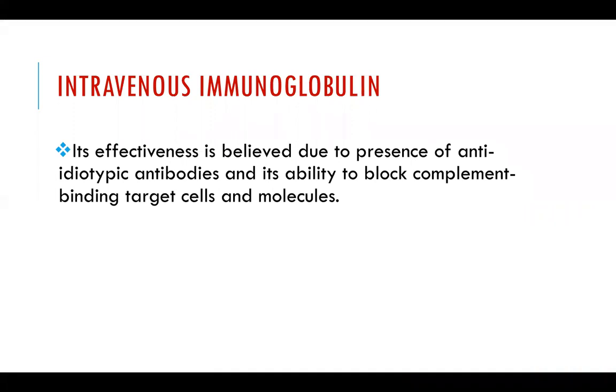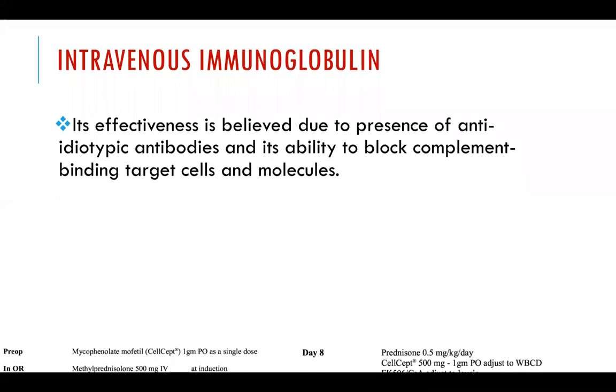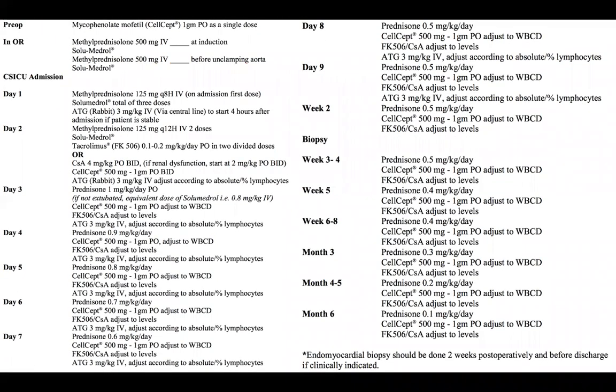So this is the end of the first objective. This is from King Faisal Hospital protocol for heart transplant patients. This is what we are giving the patients pre-op. Patients receive CellCept 1 gram as a single dose, and in OR at induction time before unclamping the aorta, and during the CSICU admission from day 1 up to 6 months.